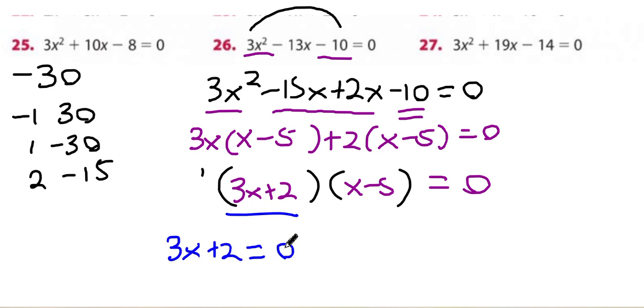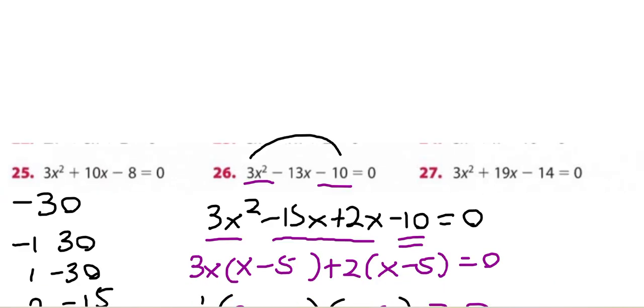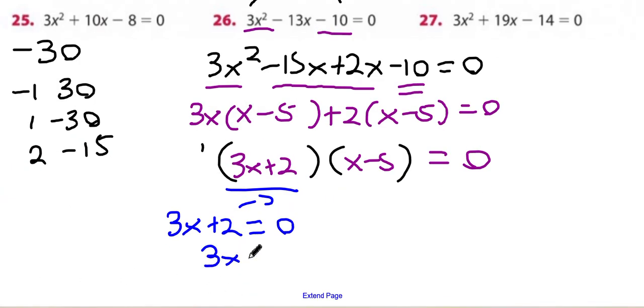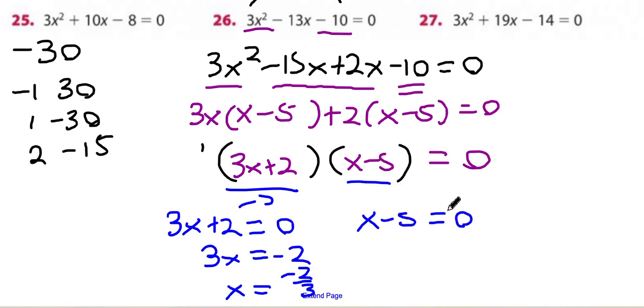3x plus 2 equals 0. Move the 2 to the other side. 3x equals minus 2, and then the 3. I'm still not happy about the 3. Multiplication on the left, division on the right. And this one here. Everybody see my two answers?